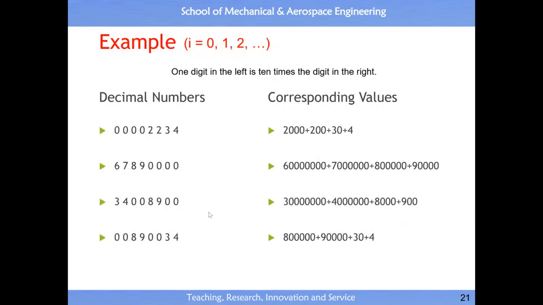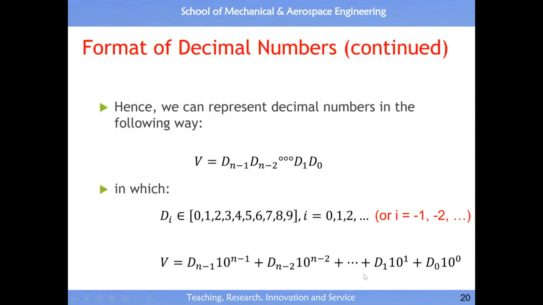All right, and here I just show you some practice so you know how to evaluate the value of a series of decimal digits. For example, we have this series of decimal digits, but everyone knows that this is 2,234. Then how do we know this is 2,234? We apply this formula.